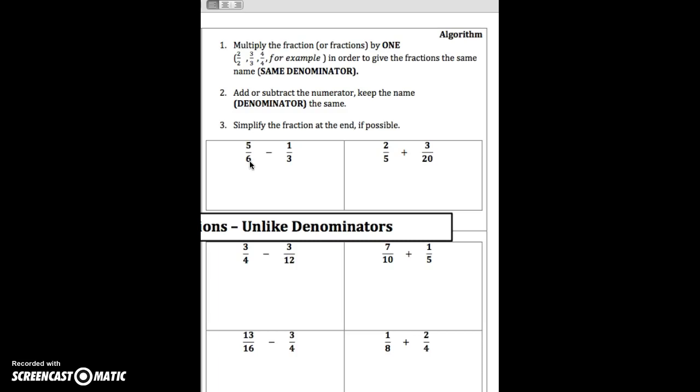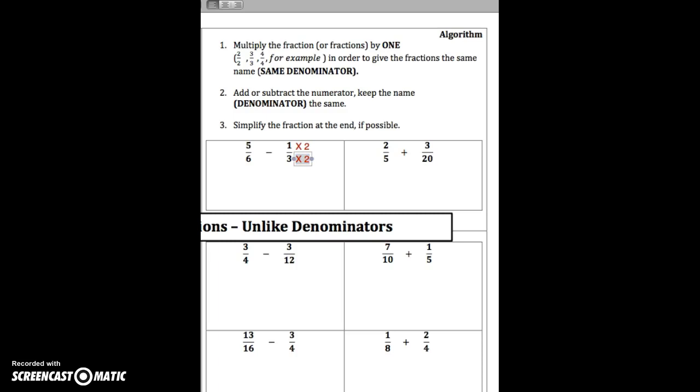So we know that for this first one, we have 5 over 6 and 1 over 3. We need to see, can I make 6 into 3 or 3 turn into 6? And we can take 3 pieces and make it turn into 6 pieces by multiplying by 2. So I would put times 2. And of course, anything that we do to the denominator, we also have to do to the numerator.